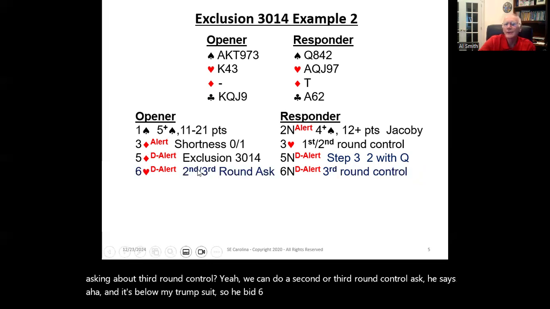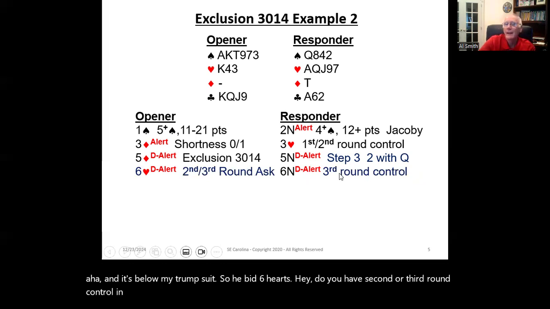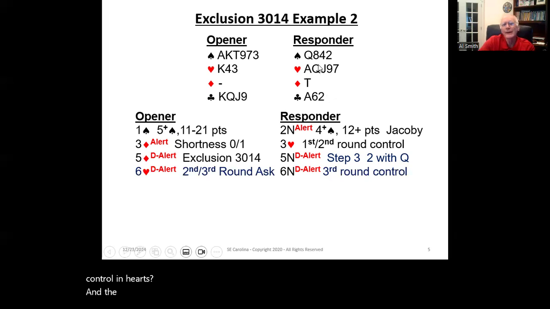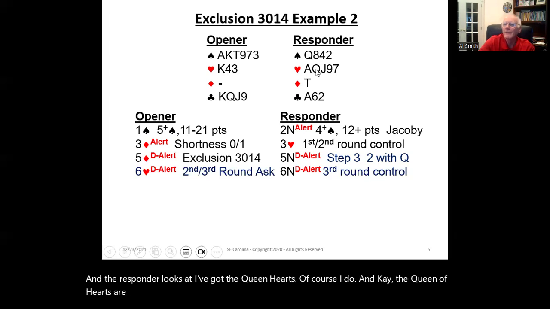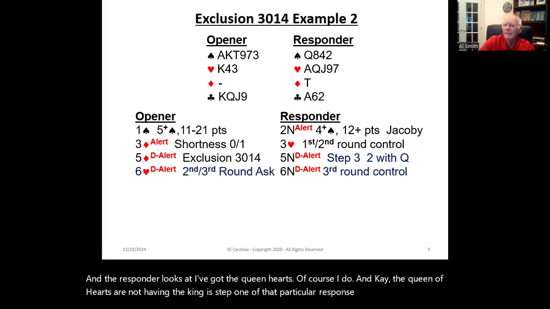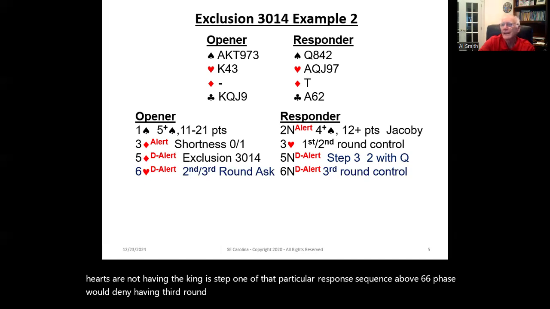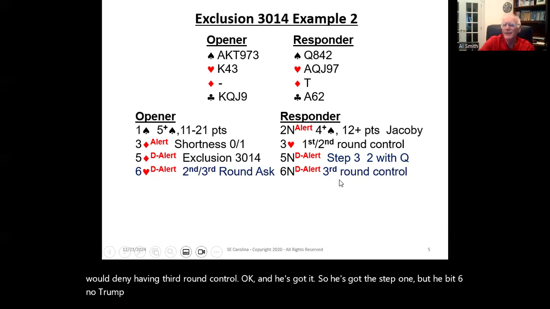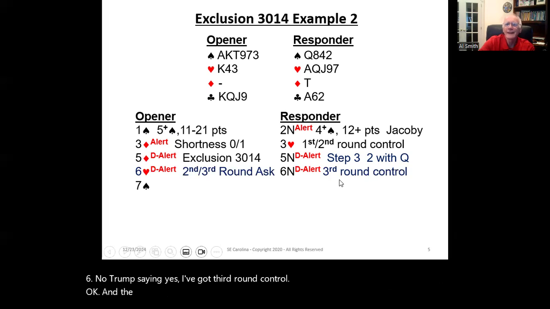He said, hey, do you have second or third round control in hearts? And the responder looks at it: I've got the queen of hearts, so of course I do. And okay, the queen of hearts, not having the king, is step 1 of that particular response sequence. Above six spades would deny having third round control. Okay, and he's got it. So he's got the step 1 bid. He bids 6 no trump, saying, yes, I've got third round control. Okay, and the opener goes, hot diggity, and bids 7 spades, and it is cold.